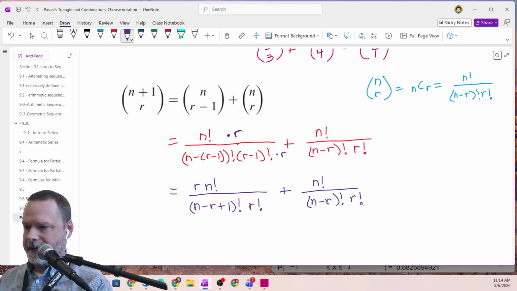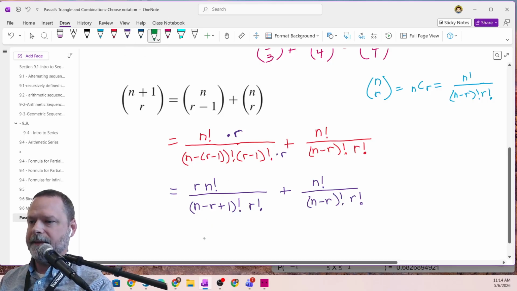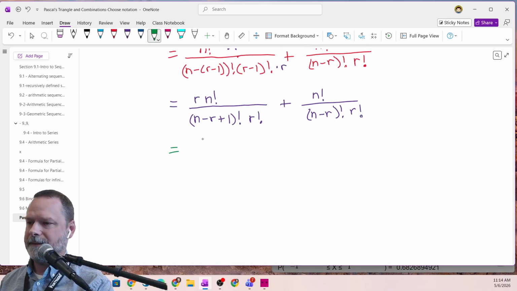So if I subtract 1 from this, I'll get n minus r factorial. How do you subtract 1 from this? Well, if we rewrite this, and I might be doing it kind of slow, but I think it's fine. It's going to be a long video.